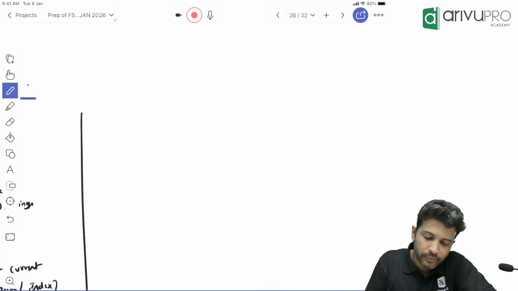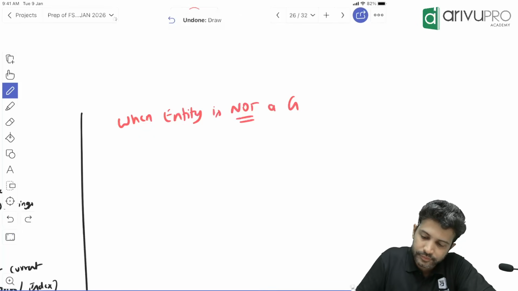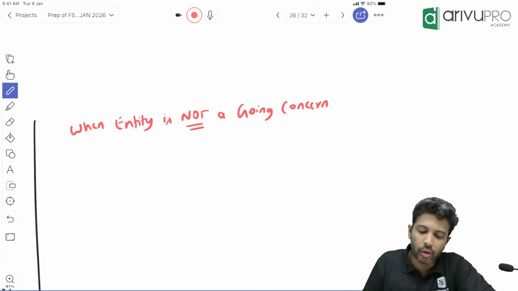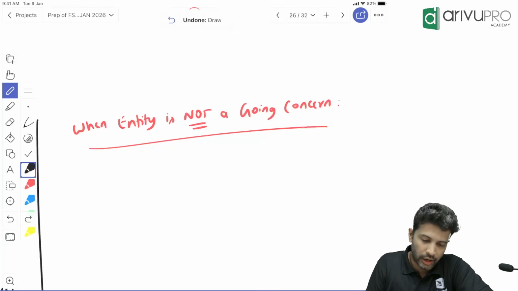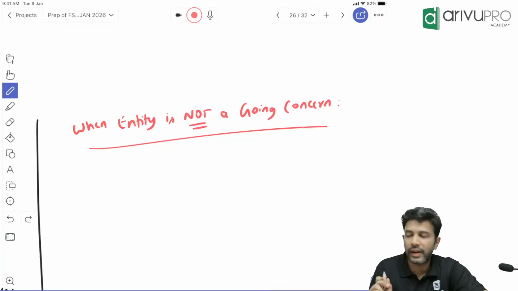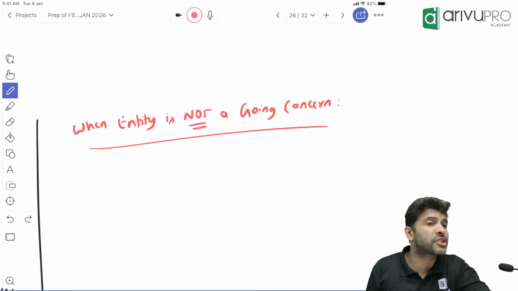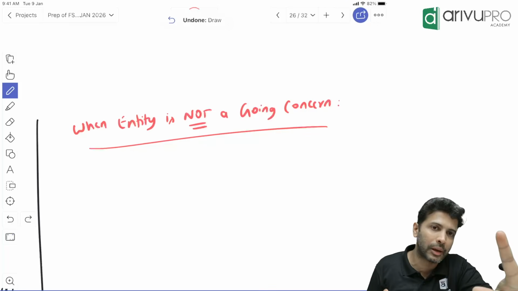When an entity is not a going concern, what all do you need to do? I think I did mention this. Whenever an entity is a going concern, it will continue for the foreseeable future, meaning at least the next 12 months. If it is not a going concern, it will shut down and will not continue for more than 12 months.